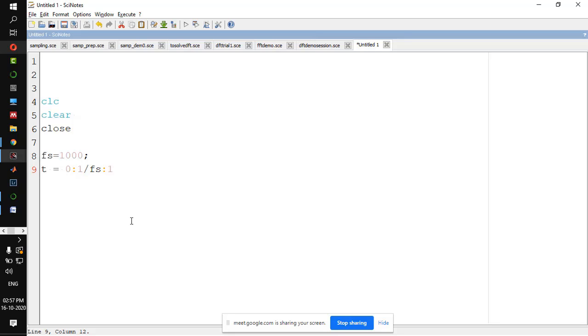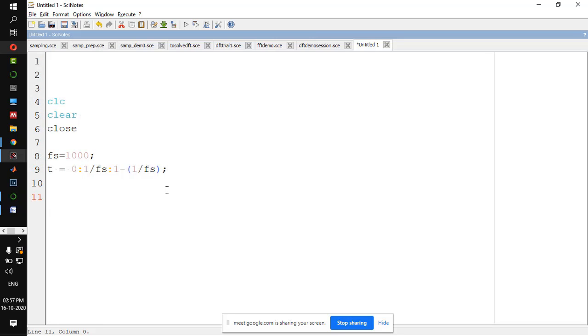For that, I'll subtract 1 by fs from the last sample. Don't worry about what I'm doing here, it's not in your syllabus. I'm just trying to convince you. So the time varies from 0 to 1 second, but I ignored the last sample because I need a total of 1000 samples. If I don't do this, I get a total of 1001 samples, so there would be an ambiguity. That's why I excluded the last sample, which is minus 1 by fs. So basically my time varies from 0 to 1 second.